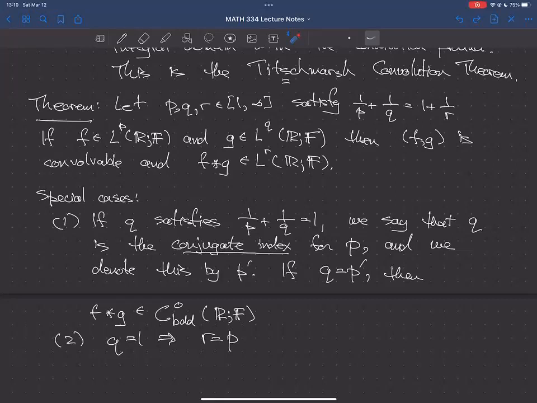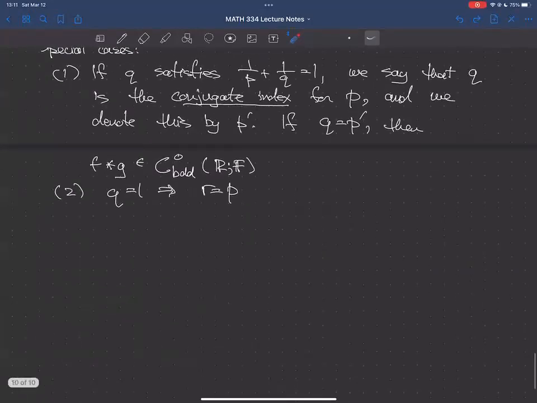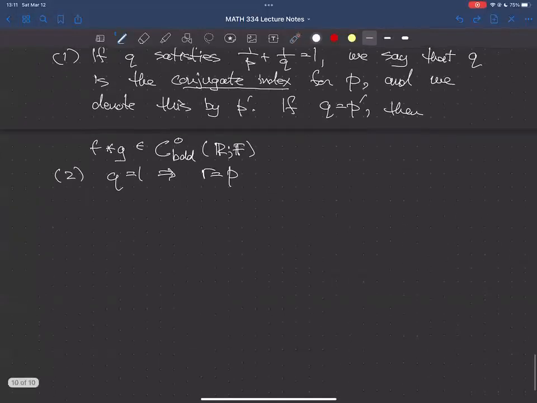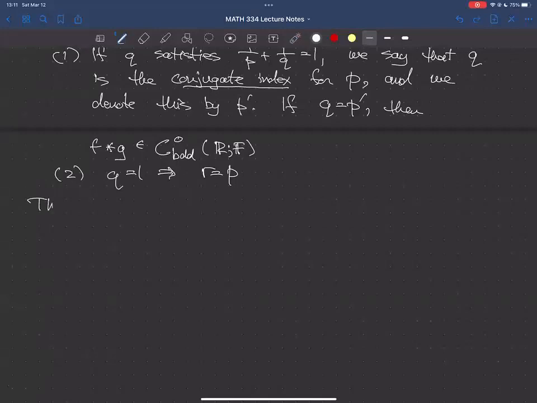And then you won't be surprised to know what comes next. What comes next is the version of this for signals that have their support contained in positive times. So finally, for today, again, I'm going to let P, Q, and R be in here.